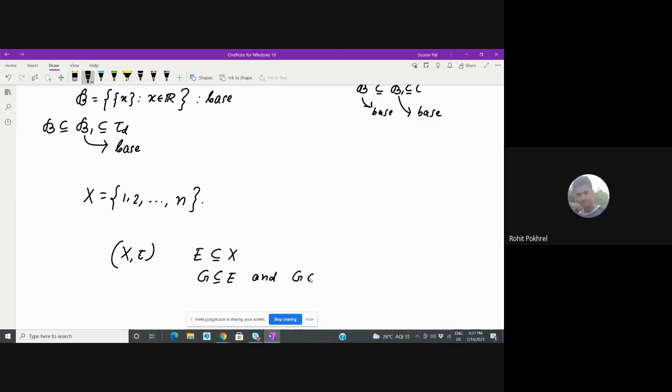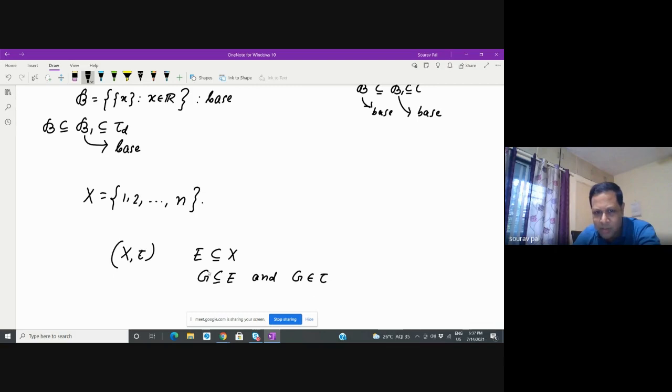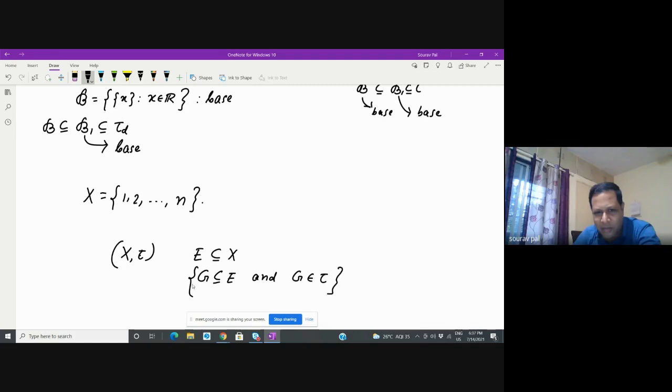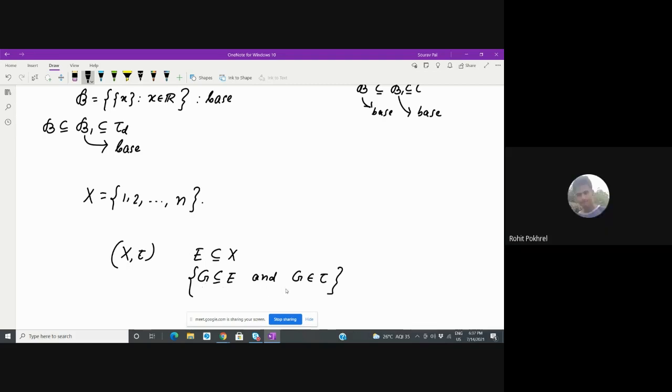Yes, sir. And G belongs to tau. Yes, sir. So then we can define a partial order in this collection, no, sir? You are going to define the partial order by containment. Yes, sir. And by Zorn's lemma, we can prove that it has a maximal element.